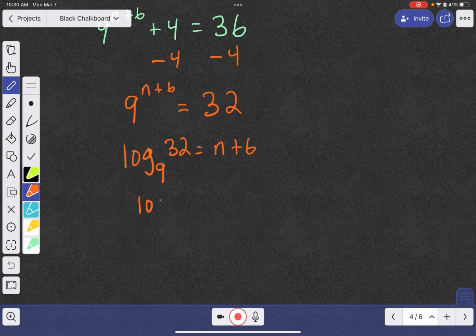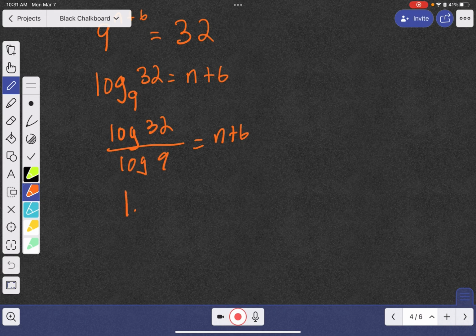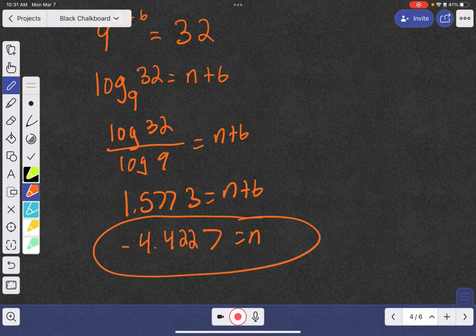Okay, so change of base formula, log of 32 divided by the log of 9. That's going to be n plus 6. So punch log 32 on the calculator, divided by log, not ln, log 9. That's 1.5773. Subtract 6. I got negative 4.4227-ish is equal to n.